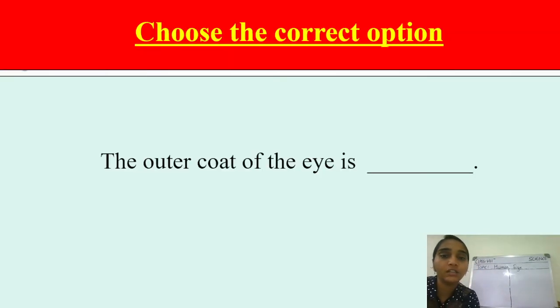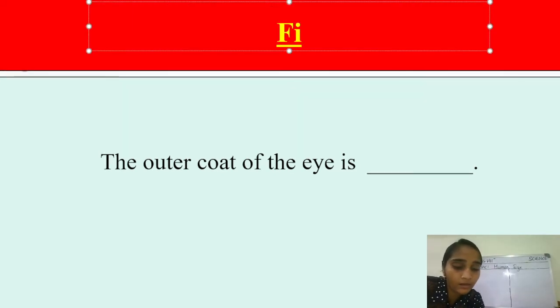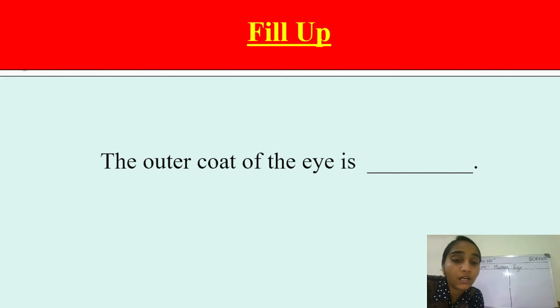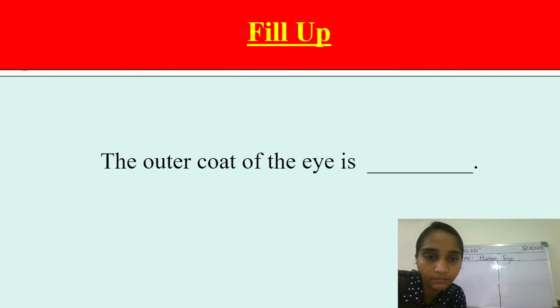Now let's focus upon the thing which we have discussed. So students, you have to fill in this blank. Yes, so write your answers in the comment section: the outer coat of the eye is dash. You can take your time, a few minutes, and then you can give your responses. I'll wait for a few more seconds. So what is the answer you are getting? The outer coat of the eye is called.